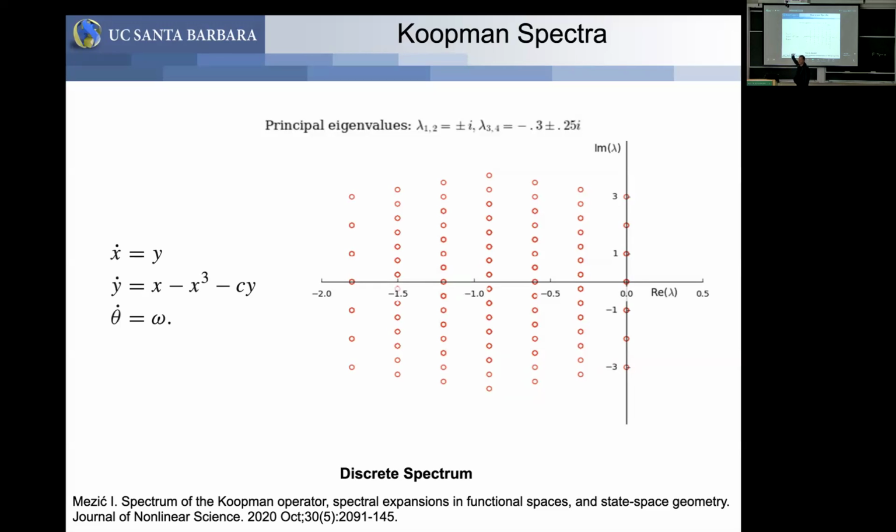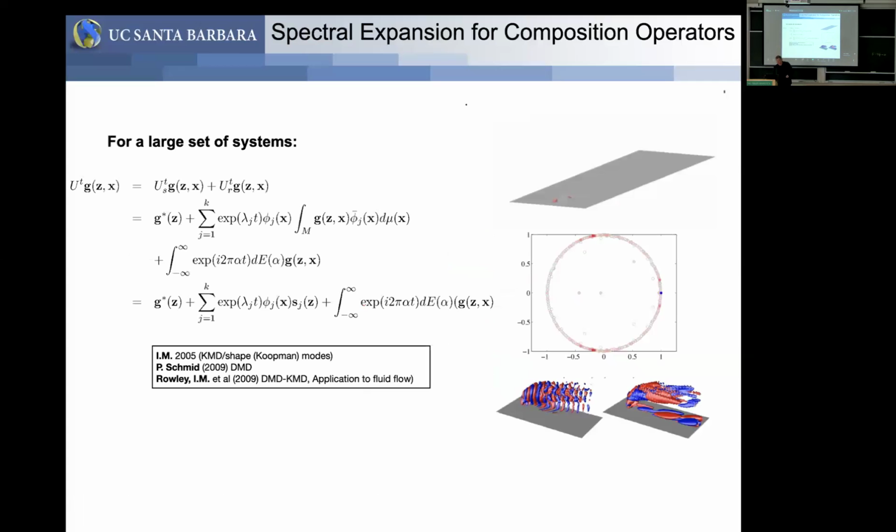You can call this a Koopman-Schur if you wish, not oscilloscope, because if you actually look at that lattice, you can tell what the system is doing. It's an oscillating system with an exponential decay towards the limit cycle. All right, for a large set of systems, we can separate the time average, the regular behavior, which is driven by eigenfunctions, and continuous spectrum. It goes back to 2005. Peter Schmid discovered DMD independently in 2009. These things were connected in this paper in 2009.